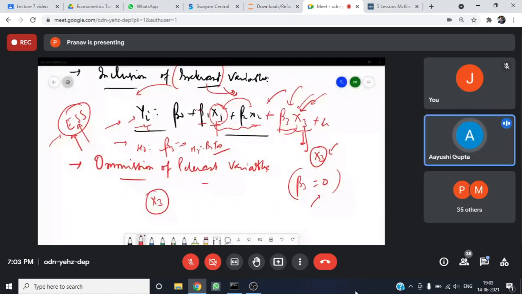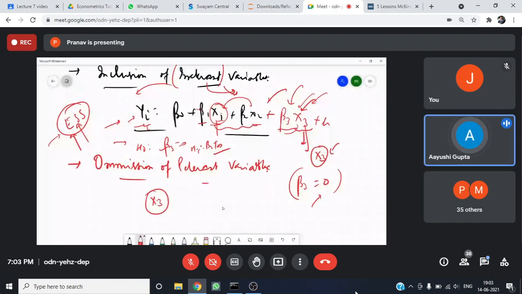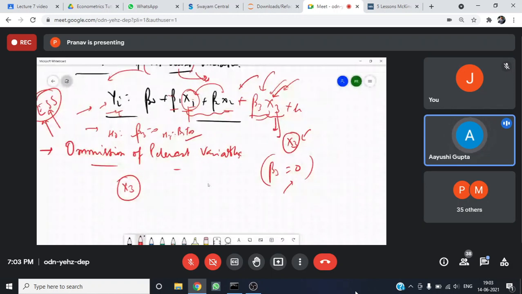Sir, what if x3 also has a high correlation with the variables? What if x3 also has a correlation with these variables, right? Yes, sir.